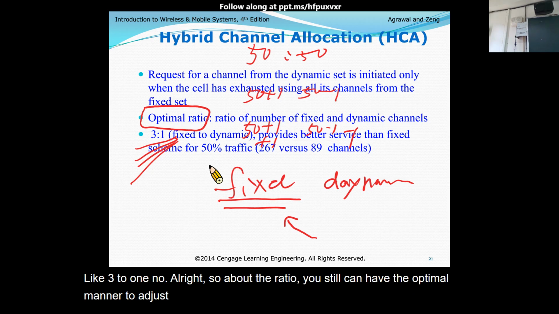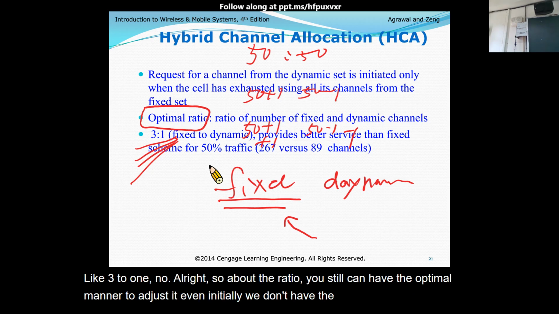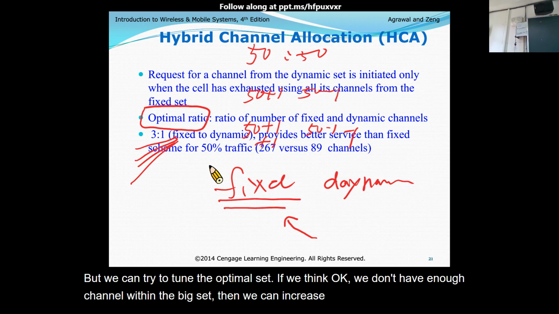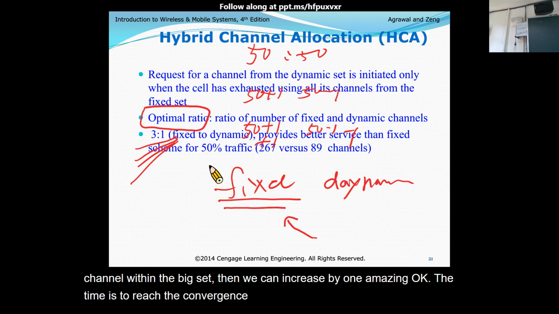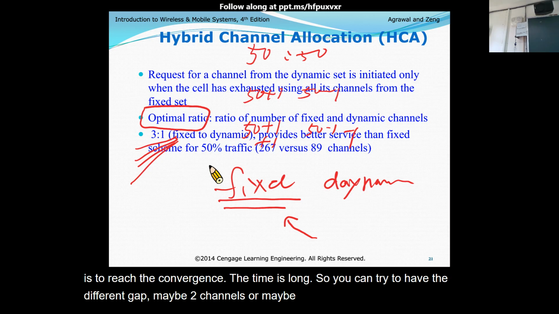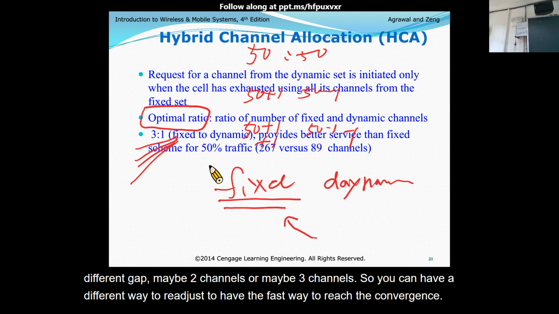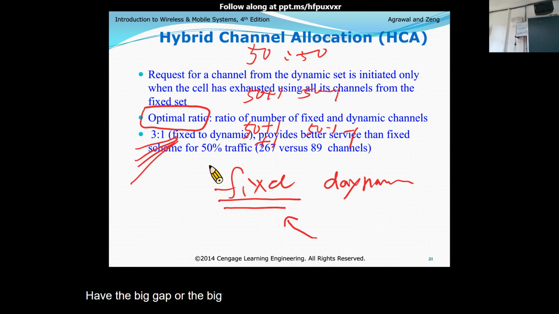Even if initially we don't have the optimal ratio set already, we can try to tune the optimal set. If we think, okay, we don't have enough channels within the fixed set, then we can increase by 1. Or maybe you think, okay, the time to reach convergence is long, so you can try to have a different gap, maybe 2 channels, or maybe 3 channels. So you can have different ways to readjust. To reach convergence fast, you have the big gap or the big step, so that you can reach the convergence quickly.